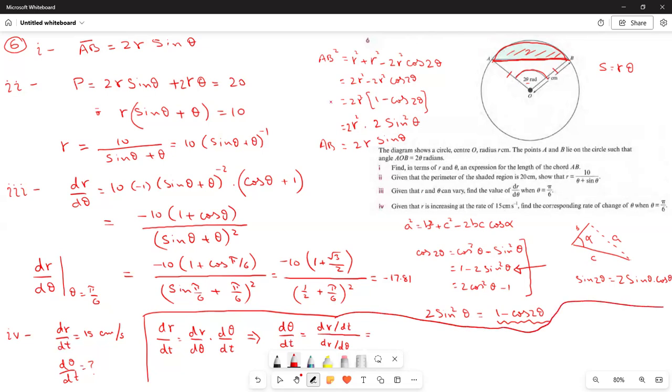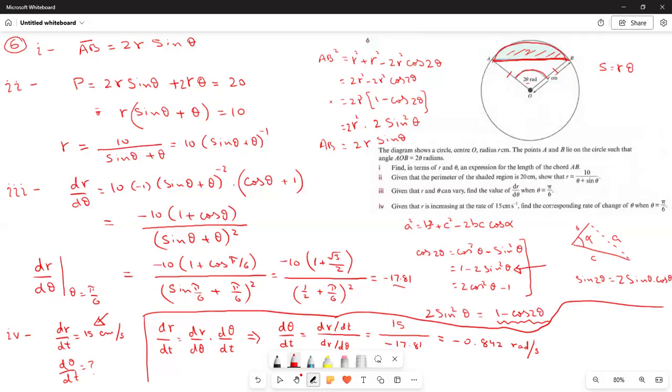Okay. Now dr by dt, this was given as 15. So this is 15 divided by dr by d theta. So dr by d theta, we know this value was this much: minus 17.81. Okay, and then we simplified this whole thing. It gave us minus 0.842, and the units are radians per second.